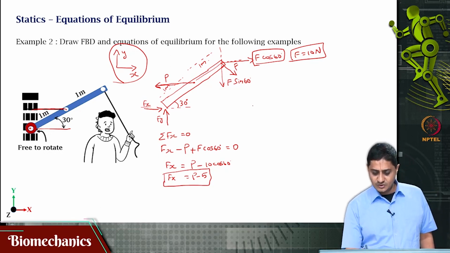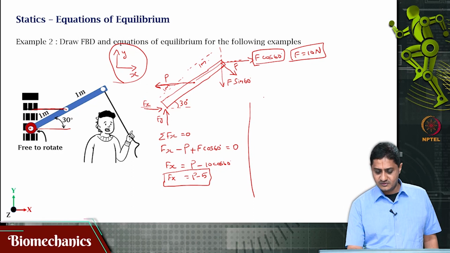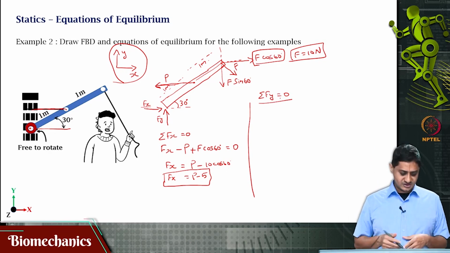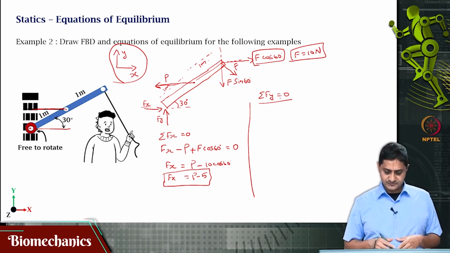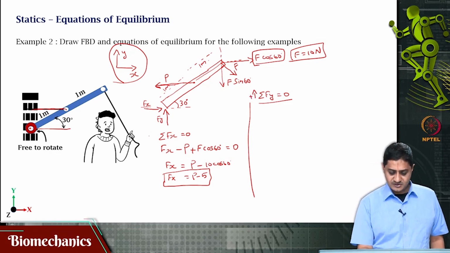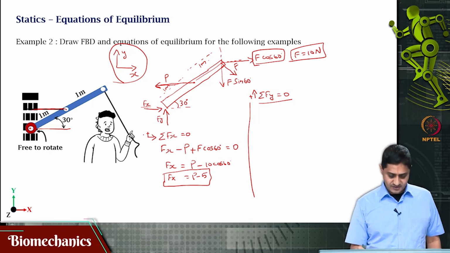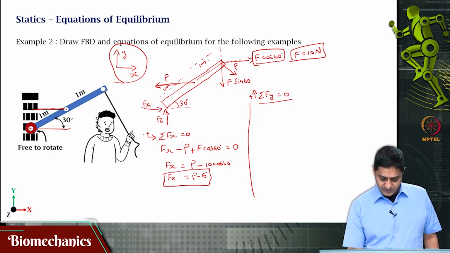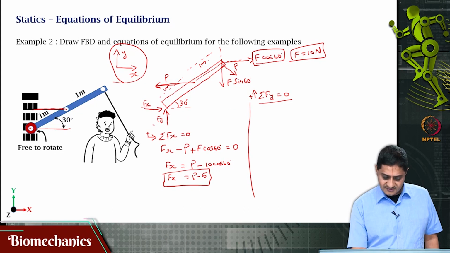Are we done? The answer is no, I still have to write one more equation of static equilibrium, which is sigma Fy equal to 0. What are all the forces that are in the y direction? Upward is considered positive, and Fx to the right side is considered positive. What are all the forces? There is this Fy here. Is it in the positive y direction? The answer is yes, Fy.